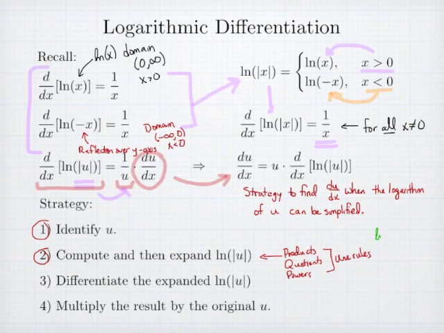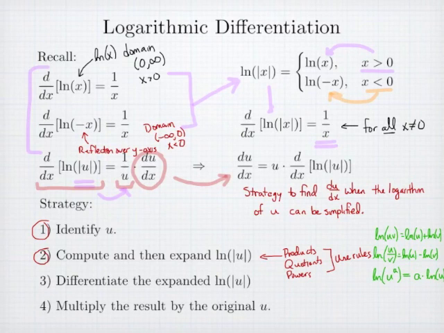Those rules said we take the logarithm of a product. This becomes the logarithm of one factor plus the logarithm of the other. Similarly, the logarithm of a quotient becomes a difference. And finally, the logarithm of a power, some expression to a power, becomes the power times the logarithm of the base.